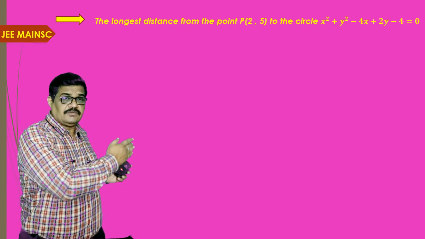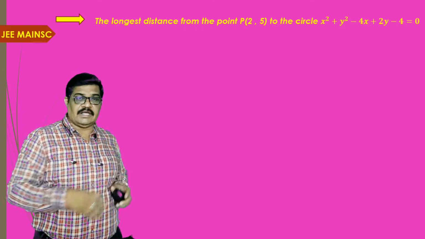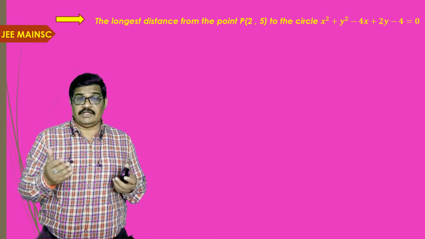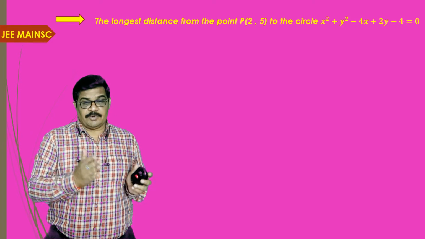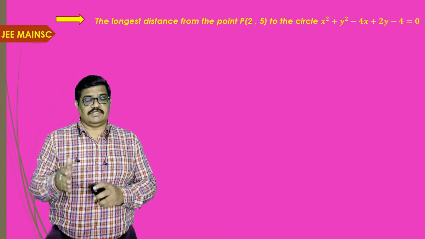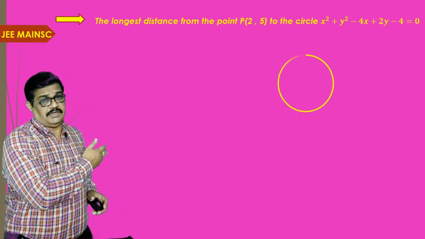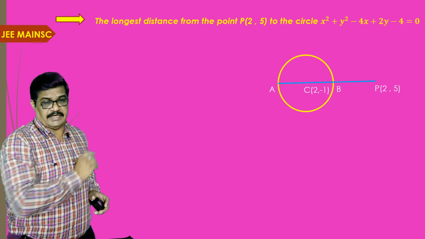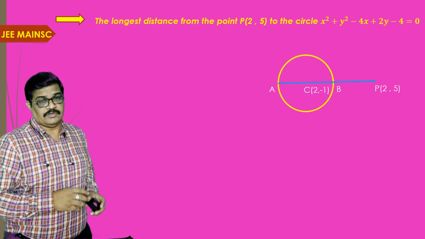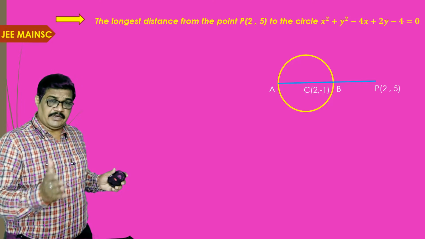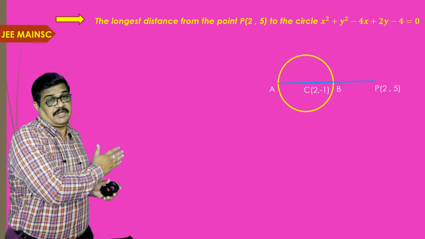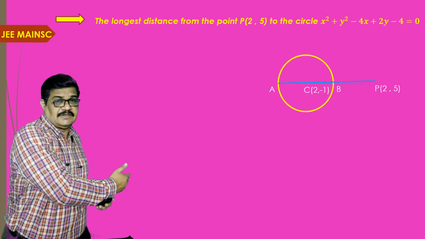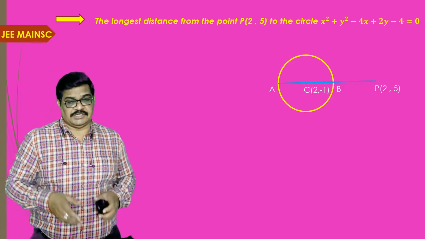the largest distance from the point P of 2, 5 to the circle x square plus y square minus 4x plus 2y minus 4 is equal to 0. Now I have to find the largest distance from the point 2, 5 to a point on the circle. Okay. Now see the diagram. This is the circle, and the center of the circle is 2, minus 1, and the given point P is 2, 5. So the largest distance from P to the circle is PA. From this diagram we are observing the largest distance from P to the circle is PA. How to find the largest distance?